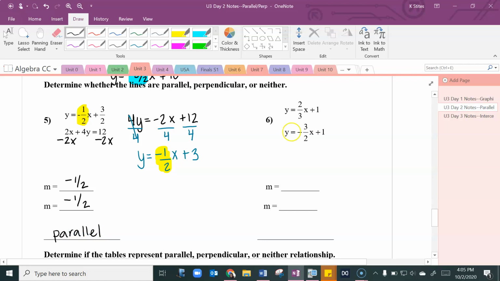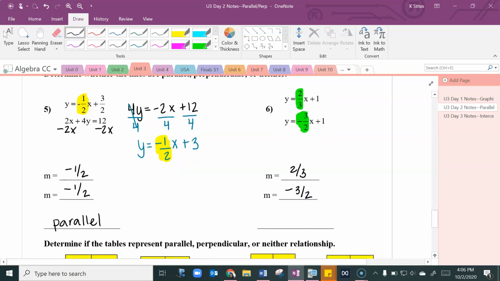All right, now let's look at number 6. Both of these equations already have y solved for, so we can identify our slope right away. The first slope is 2/3 because that's what's with x. And the second slope is a -3/2 because again, that's what is with x.